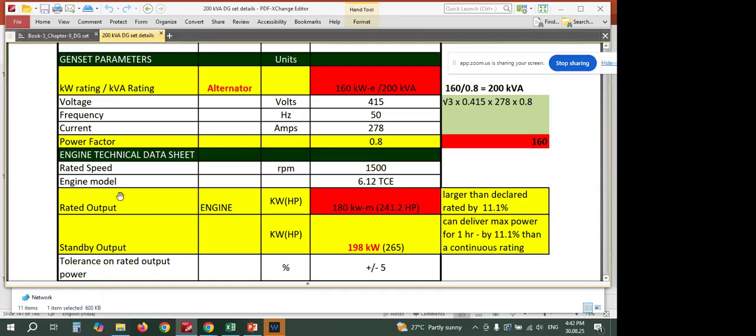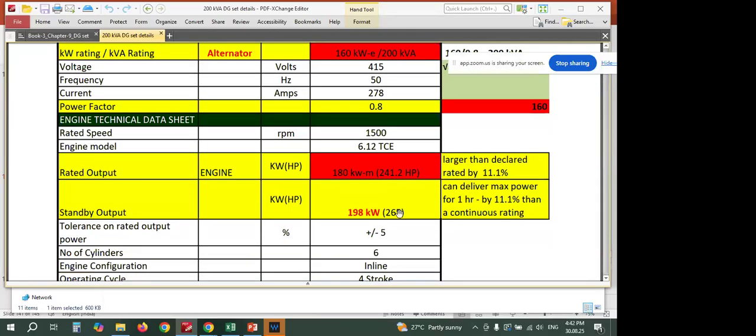Now, next thing. This is standby output. Rated output is continuous. Standby output is for a maximum of 1 hour. For 1 hour, it can stretch up to 198 kW. Its rate is continuous 180, 198. See what is the ratio? 180 divided by 198 is again 11.1%. It's a 10% by and large. So here there is a critical observation that for standby operation you should not go beyond 198 and for 1 hour only.